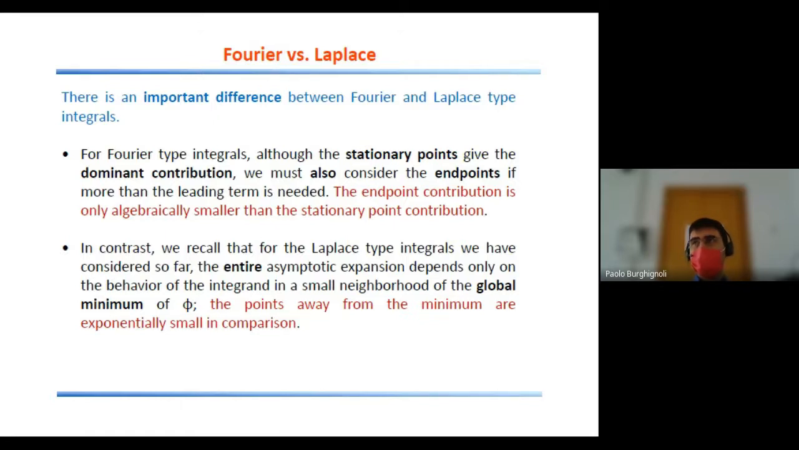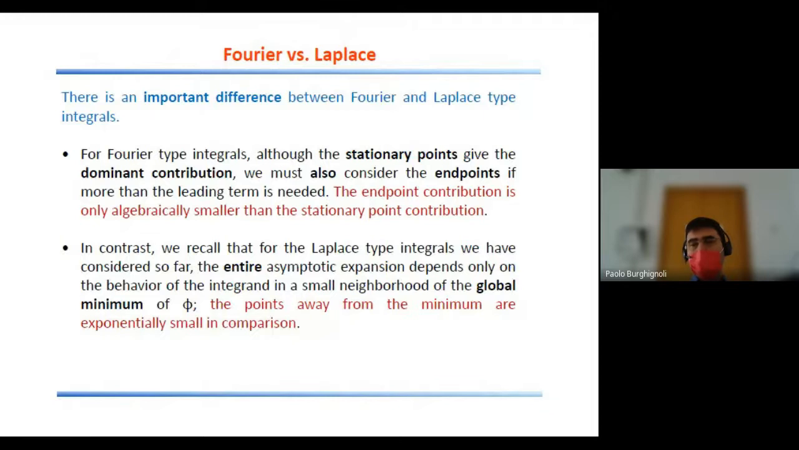expansion. In contrast, for Laplace type integrals, the entire asymptotic expansion depends only on the behavior of the integrand in a small neighborhood of the global minimum of the function phi that occurs in the exponential. That is because that's a real exponential. So the points away from the minimum are exponentially small in comparison. So you never deal with endpoints when you have Laplace type integrals.